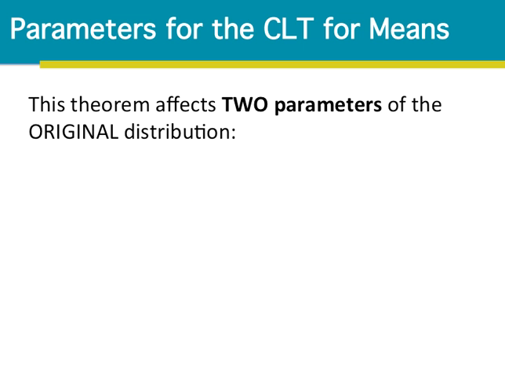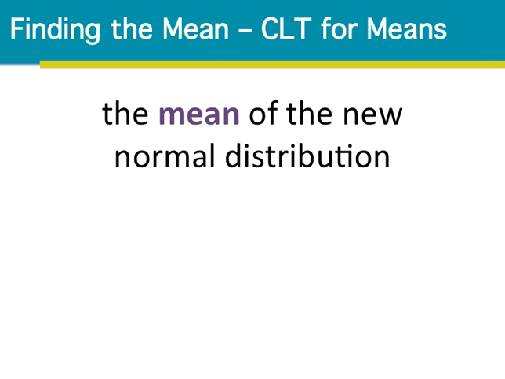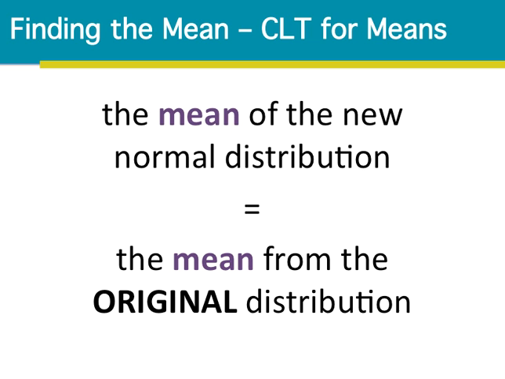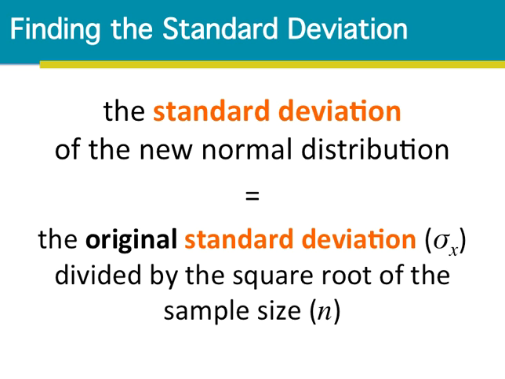So this theorem affects two parameters of the original distribution, the mean and the standard deviation. Let's explore these effects. So the mean of the new normal distribution is actually equal to the mean of the original distribution. This is denoted by mu sub x. On the other hand, the standard deviation of the new normal distribution is equal to the original standard deviation divided by the square root of the sample size.